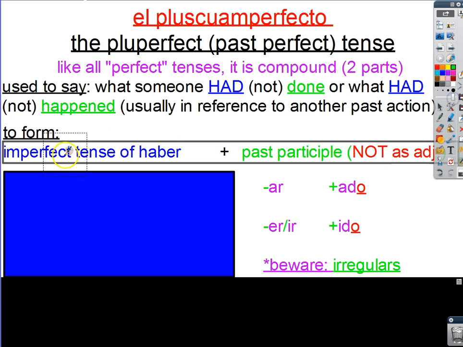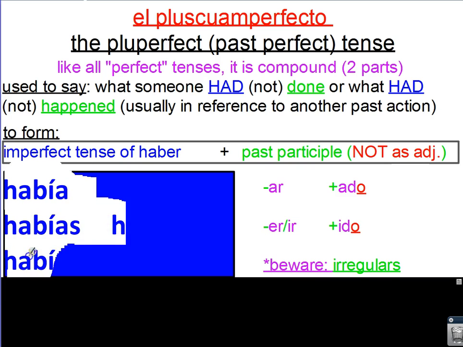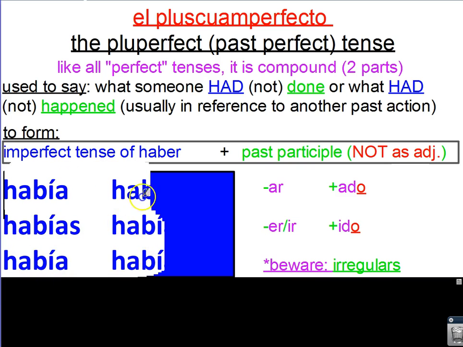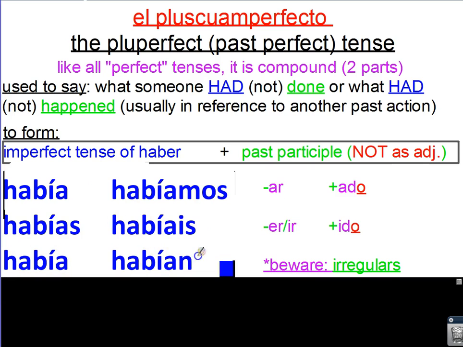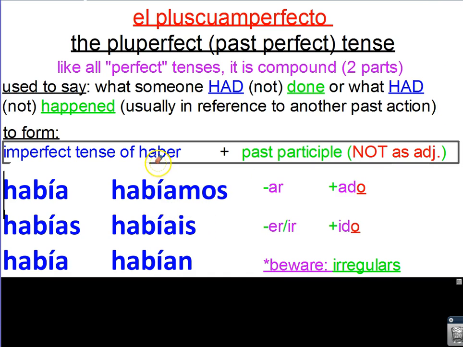Endings for normal verbs for AR in the imperfect are aba, abas, aba, and the endings for ER, IR verbs are ía, ías, ía, íamos, íais, ían. Accents on all of the first I's. I say first I because the vosotros has two, and the accent goes on the first I.